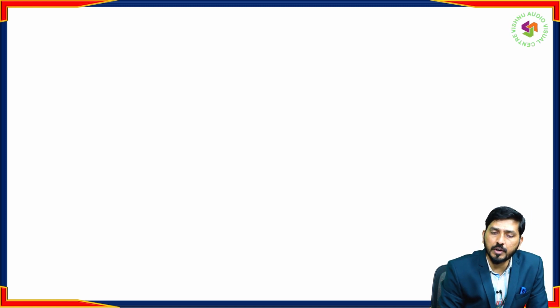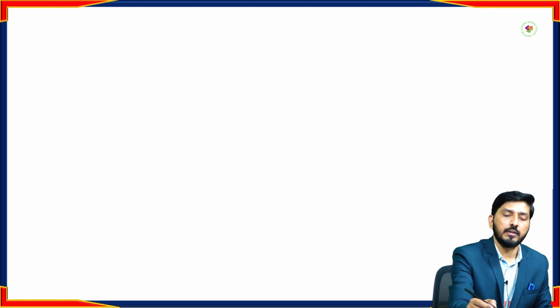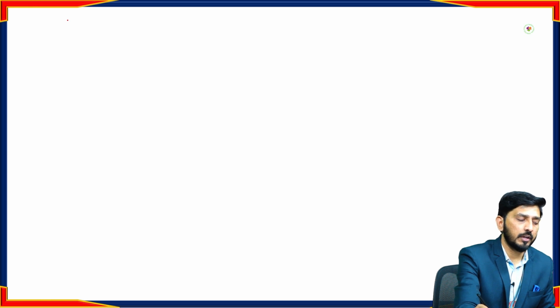So like this, you can solve different problems using expectations. One more problem for today's class. Suppose you are given random variables x and y having joint density function fxy of x comma y equal to (x plus y) whole square by 40, valid for minus 1 less than or equal to x less than or equal to 1 and minus 3 less than y less than 3.